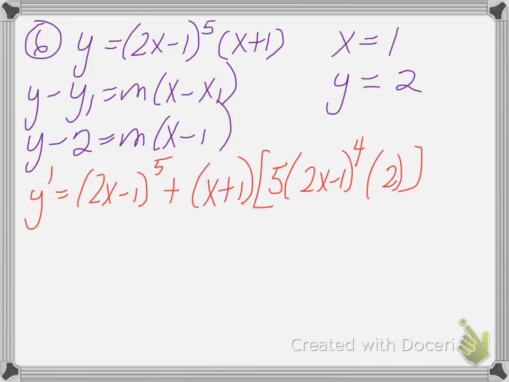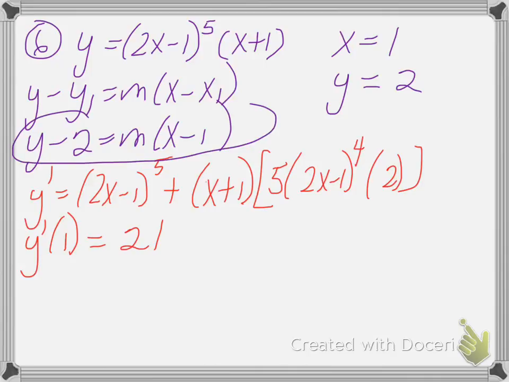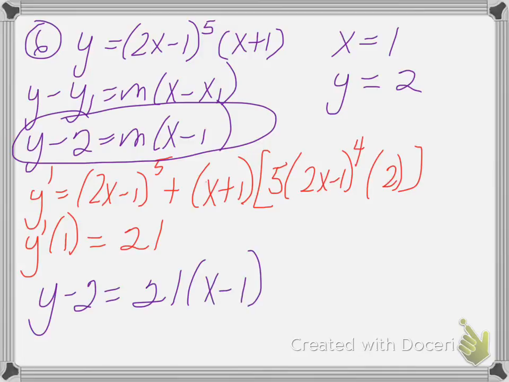Okay, and x is 1, so we'll do y prime of 1. And when you substitute 1 into there, you're going to get 21. So now you can go back to this part right here and substitute 21 for m. That wasn't a choice, so we're going to have to simplify. And then we're going to add 2 to both sides.